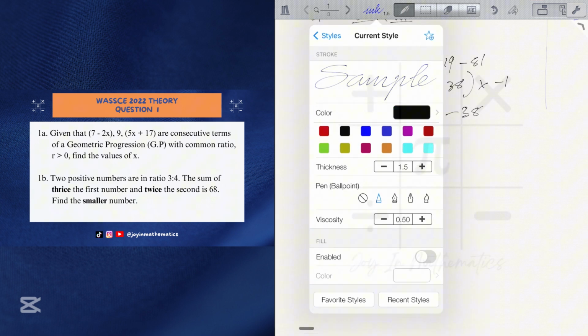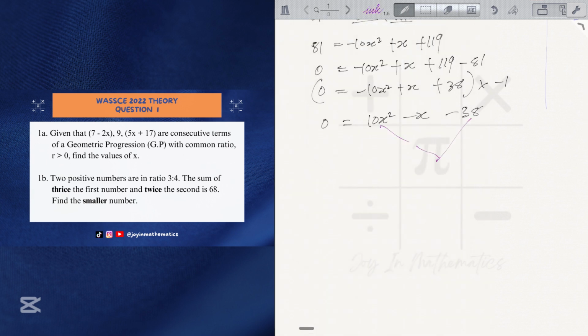To do that, the question is, what are the two terms we will multiply together to give us minus 380x squared, and the two terms we add together that will give us minus x? Those two terms are simply minus 20x and 19x. When we add these two together, we are left with minus x, and when we multiply these two together, we have minus 380x squared.